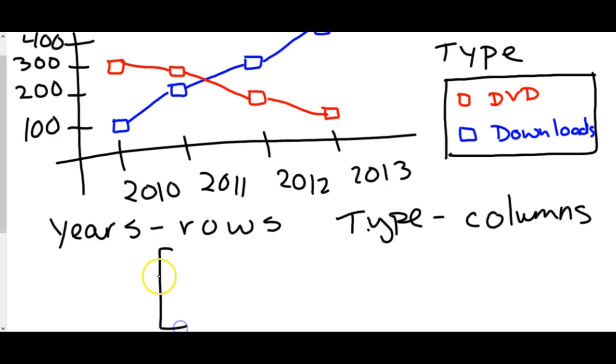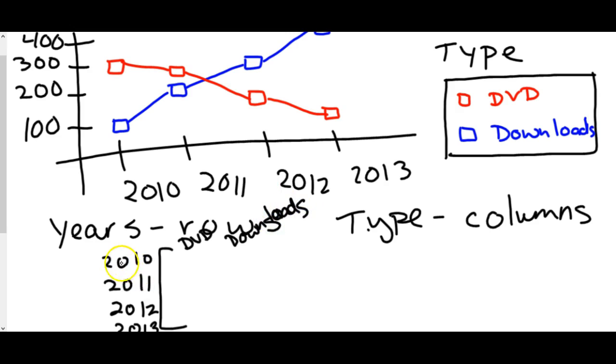So with our matrix, we have 4 years. We have 2010, 2011, 2012, and 2013. The types, we have DVD versus our downloads. Sorry, it's overlapping a little bit. So 2010 DVDs sold was 300, so that's your first number. 2010 downloads sold was 100. That's your second number. 2011 DVDs sold was 250.